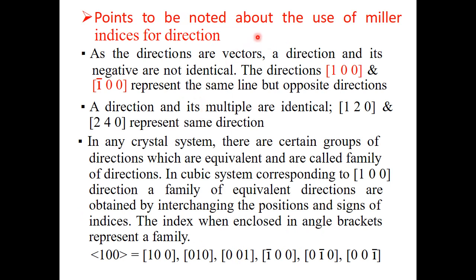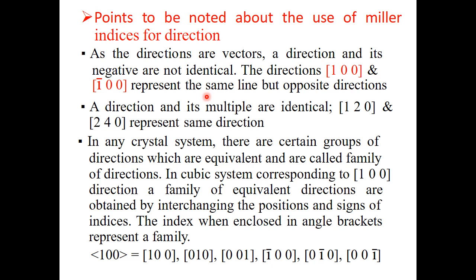Following points are to be noted about the use of Miller indices for direction. First point, as the directions are vectors, a direction and its negative are not identical. They represent the same line but opposite directions. Example, the direction 1, 0, 0 and direction 1 bar 0, 0, they represent the same line but they are in opposite directions. Just like our positive x-axis and negative x-axis. We have one x-axis, the line is common, but the direction of positive x-axis is just opposite to the direction of negative x-axis.